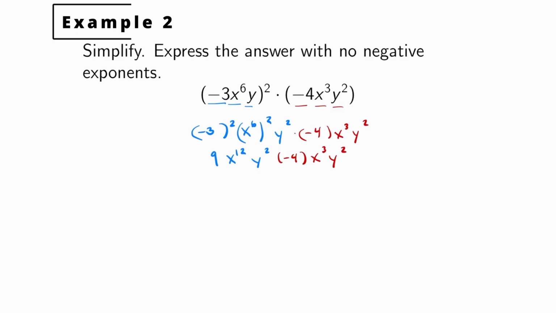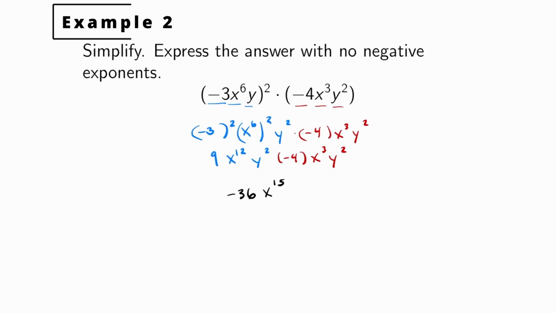Now what we want to do is just pair up the factors that have the same base. So we have 9, we have these numbers. So 9 times -4, that's -36. Okay. We have x to the 12th and then x cubed. So I'm pairing those up because they have the same base. The base is x. So x to the 12th times x cubed, the way we simplify that is by adding, since we're multiplying this times this, we're going to add the exponents. So it's x to the 12 plus 3. It's going to be x to the 15th power.